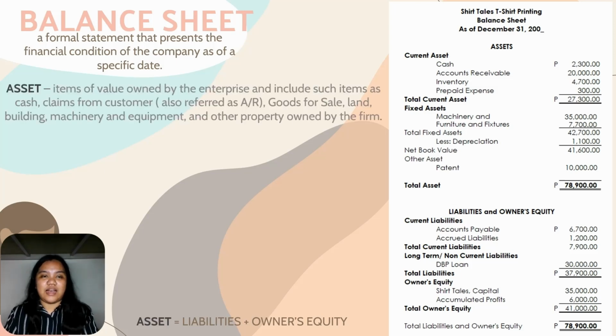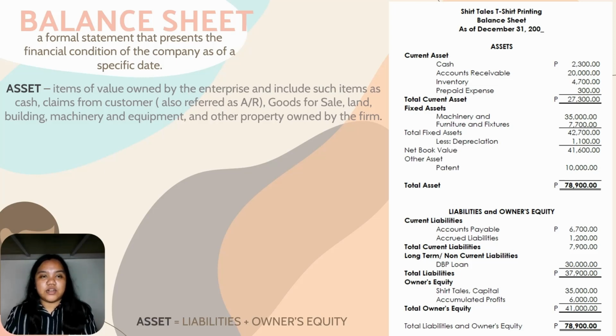So, asset is items of value owned by the enterprise and includes such items as cash, claims from the customers, referred to as AR, goods for sale, land, building, machineries, and equipment. Usually asset has three classifications. You will see current asset, total current asset, or fixed asset, or non-current asset, then other asset, which is the patent.